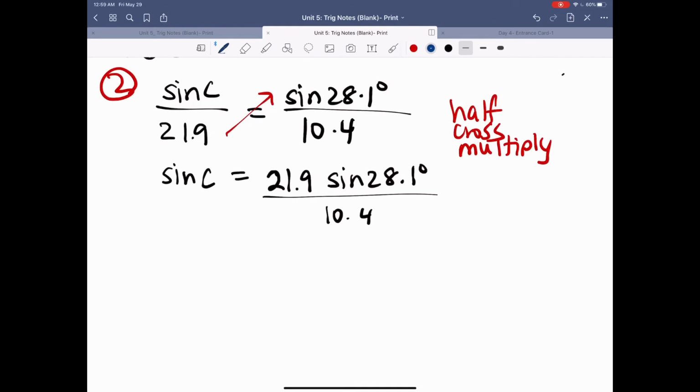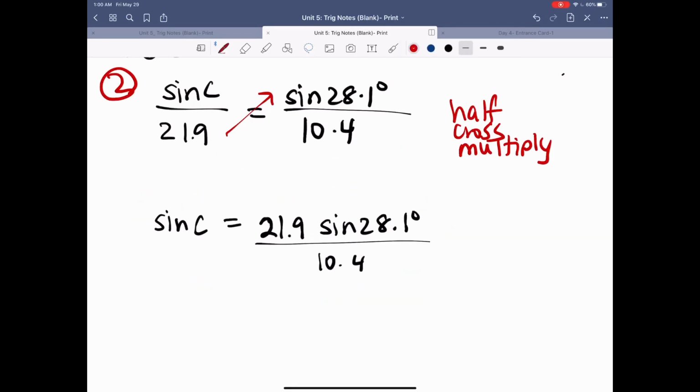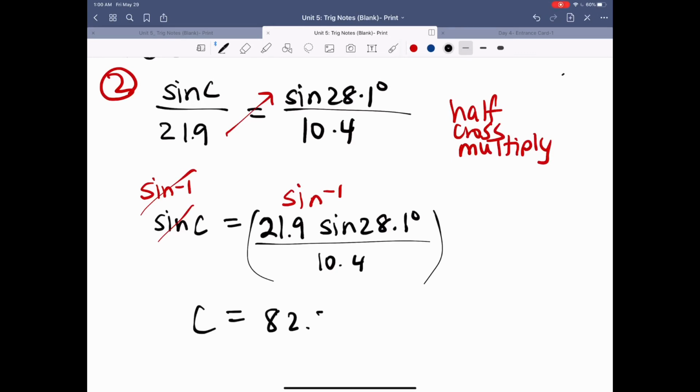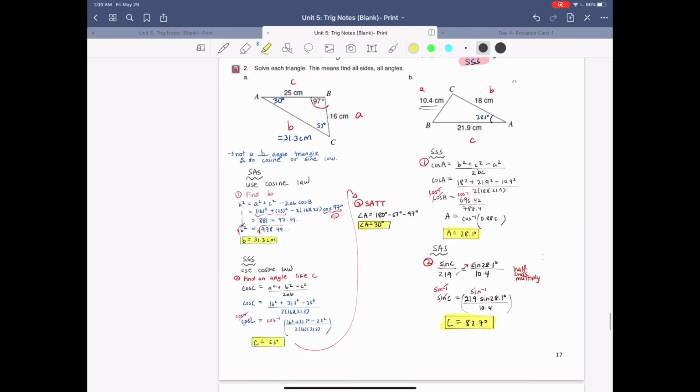And as my final answer, I have to remember to take sine inverse of both sides. That way I can get C by itself. And so C is actually equal to about 82.7 degrees. Okay, so this looks amazing. We're all done.